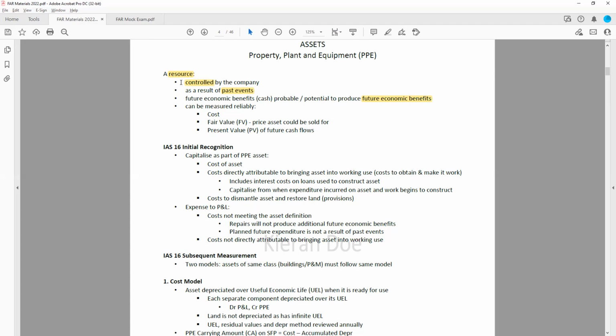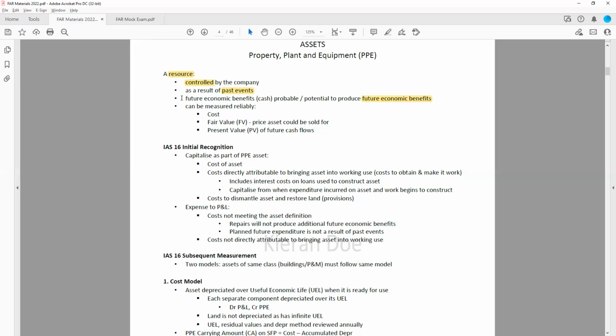It's important that the company is able to control the asset, and that's why we wouldn't recognize an asset for employees because they cannot be controlled by the company. They could leave the business. They have to be a result of past events. So we couldn't recognize an asset for expected future expenditure in buying an asset in the future. And they have to have the potential to produce future economic benefits. So there have to be some cash inflow coming from this asset in the future or a reduction in a cash outflow.